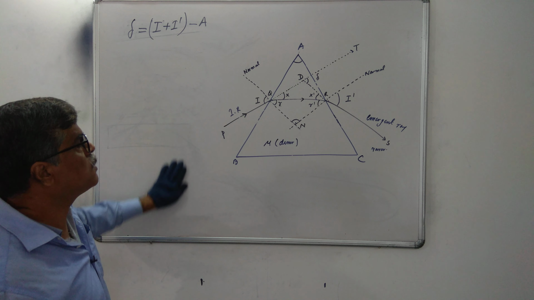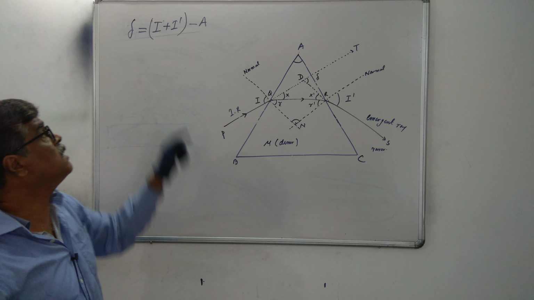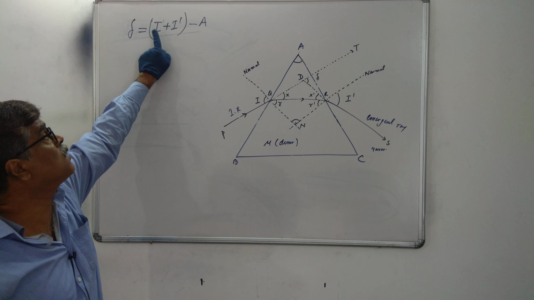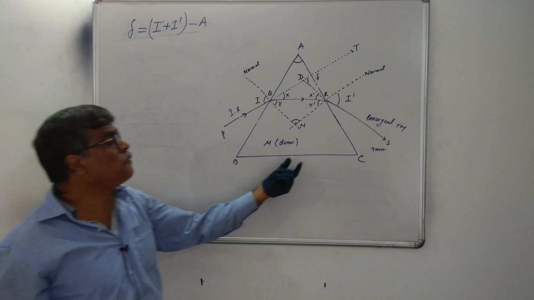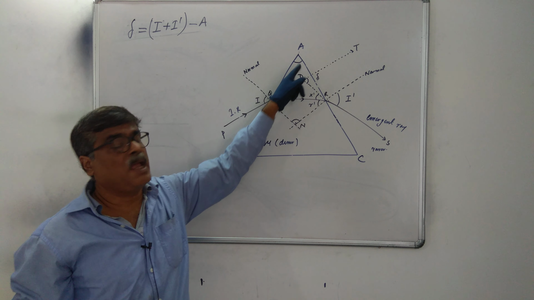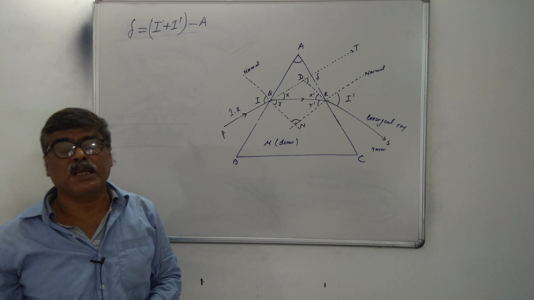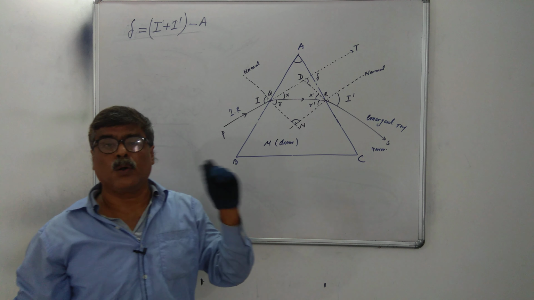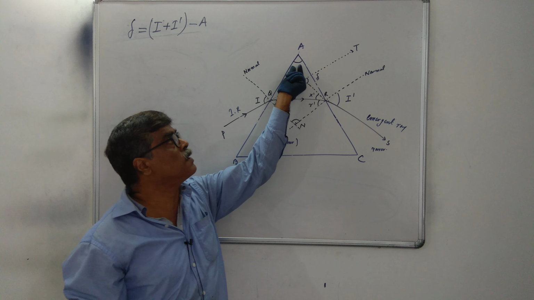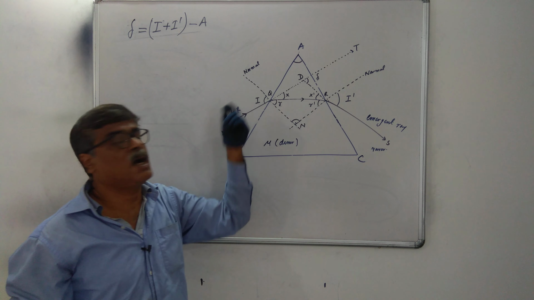Now, some extra notes. This angle of deviation depends on what? It only depends on the angle of incidence. For a particular prism, A is constant, and i dash, the angle of emergence, depends on the angle of incidence. We can say the angle of deviation only depends on the angle of incidence, because for a particular prism, A is constant and the value of i dash depends on i.